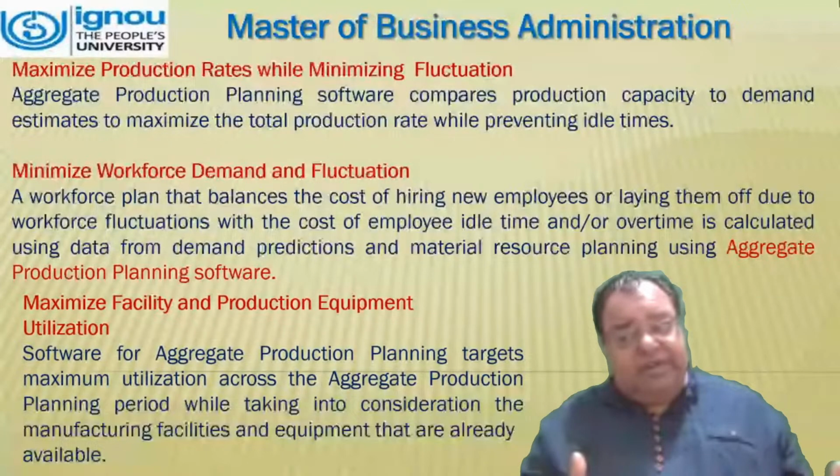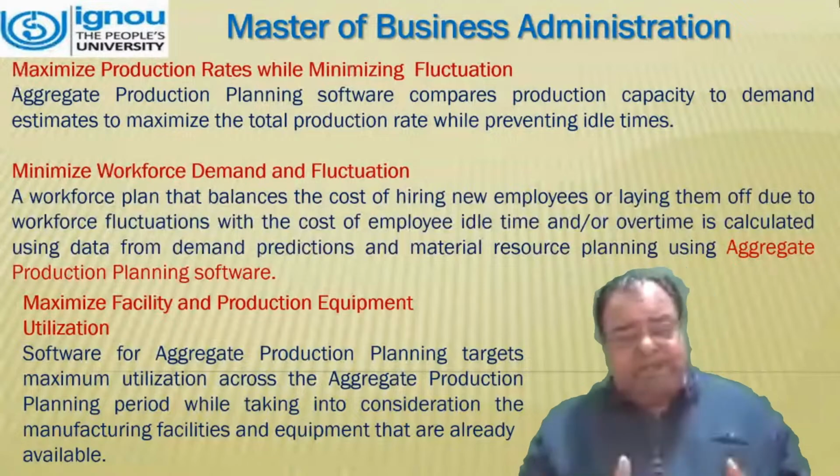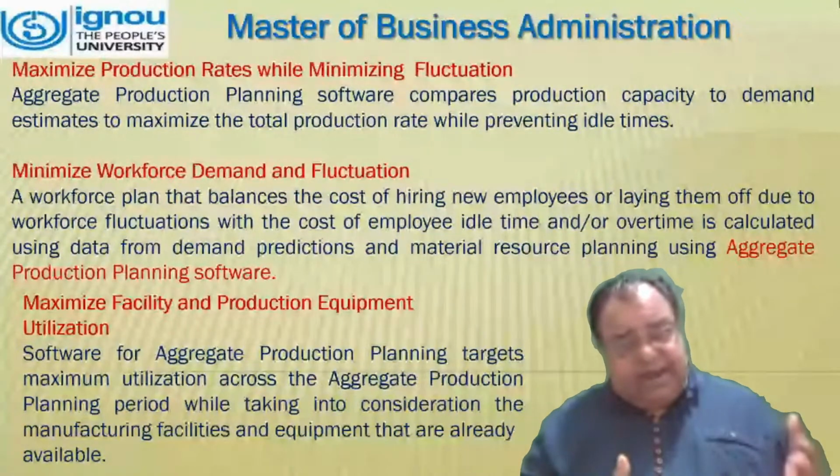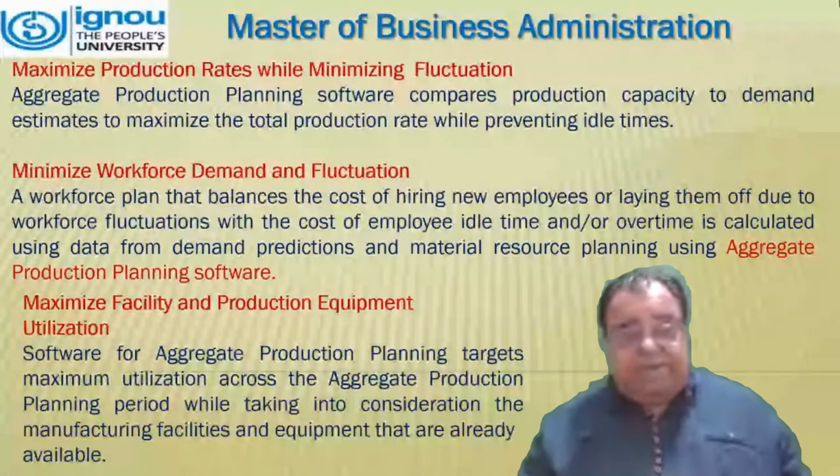Then comes maximize facility and production equipment utilization. This software production planning targets maximum utilization across the aggregate production planning period, while taking into consideration the manufacturing facilities and the equipment that are already available.